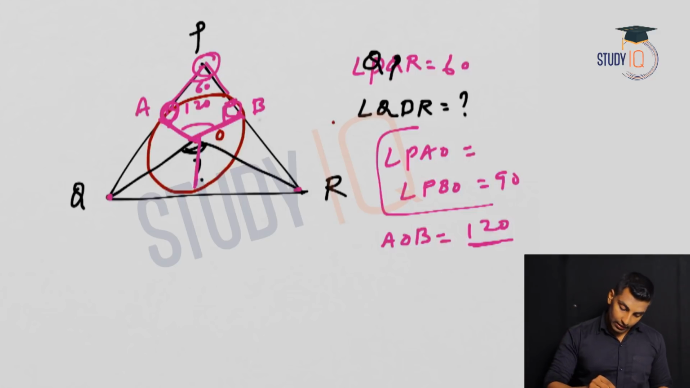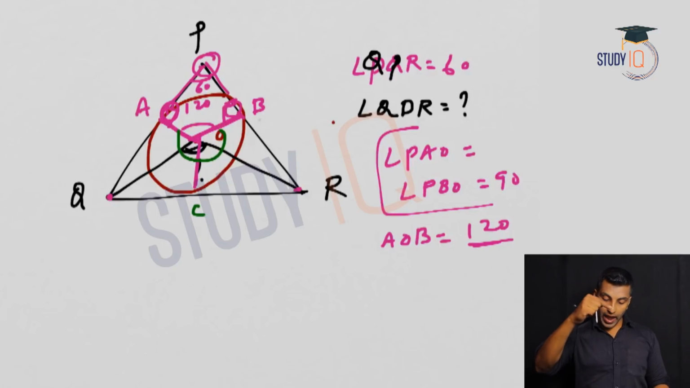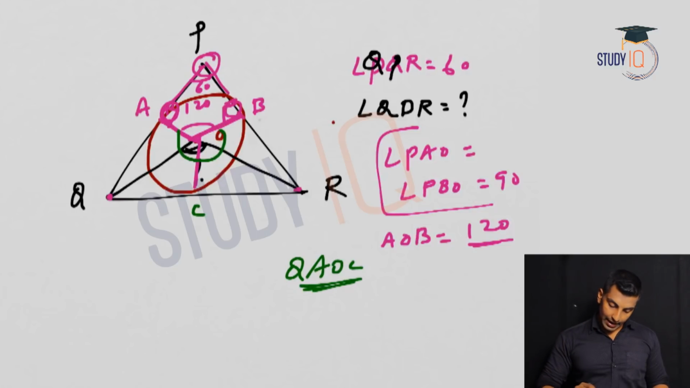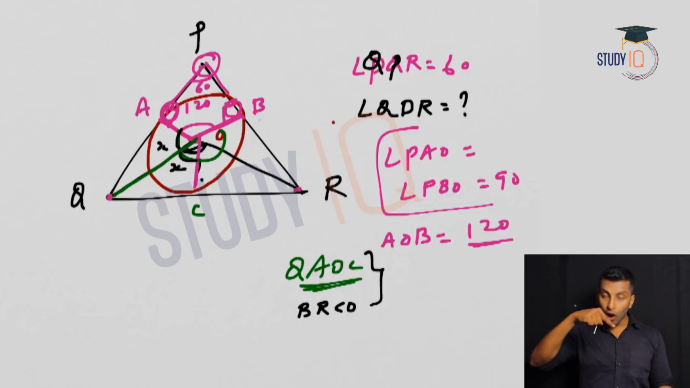So what will this total be? This total will be 240. Now if you observe here, QAOC is a kite, and this is the angle bisector. So this angle and this angle will be the same. You can mark it as X and X. Both will be the same, it is divided equally. Similarly, BRCO is also a kite, and OR is the angle bisector, so these two angles will be equal. You can mark it as Y and Y.